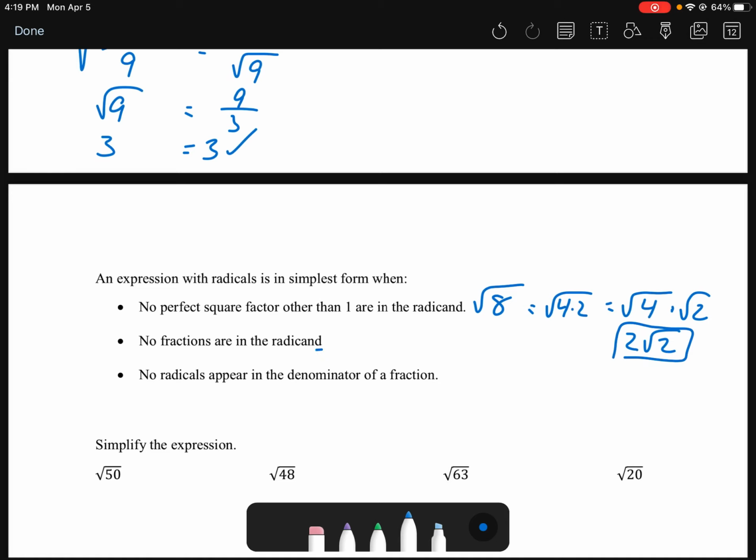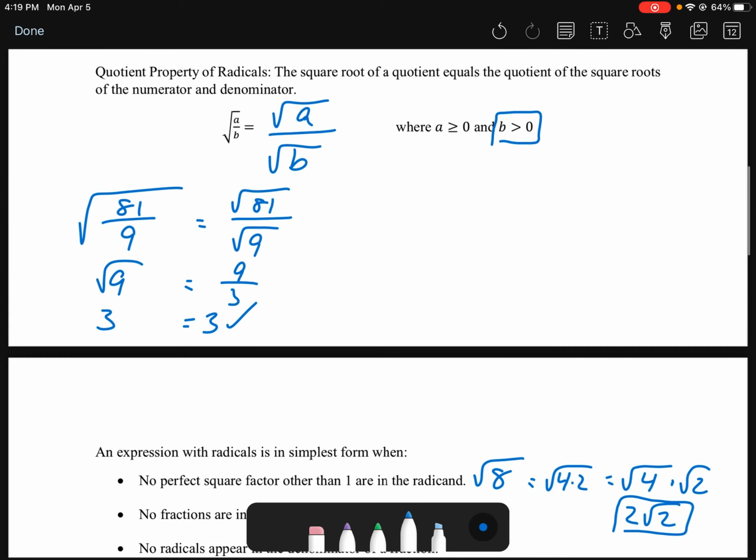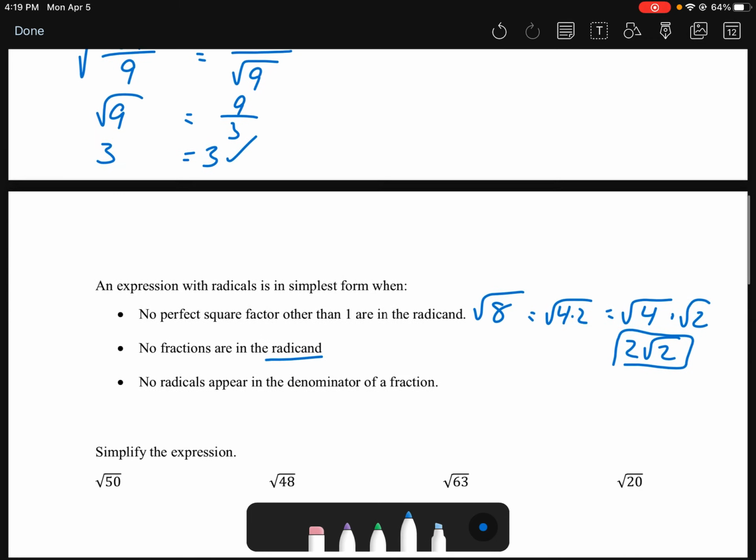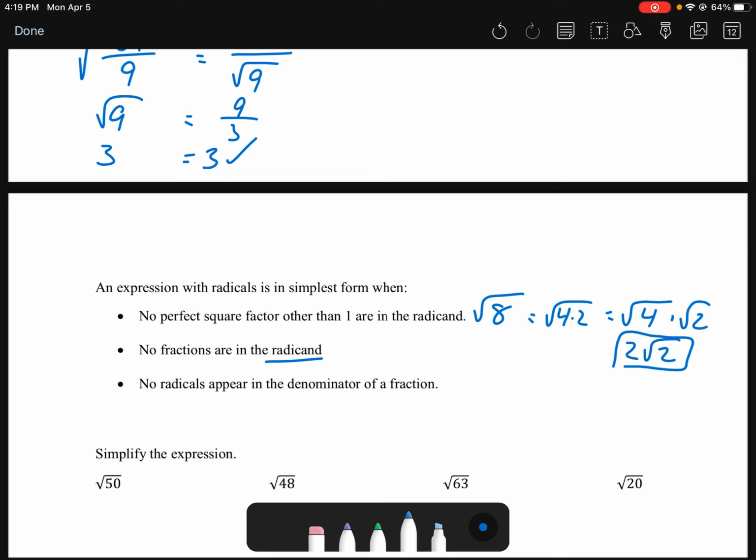There can't be any fractions in the radicand. So we really have to make sure we're using that quotient property of radicals to make sure that there are no fractions inside. And then no radicals can appear in the denominator of a fraction. So we are going to have to rationalize our denominators here. And we'll see that down below.